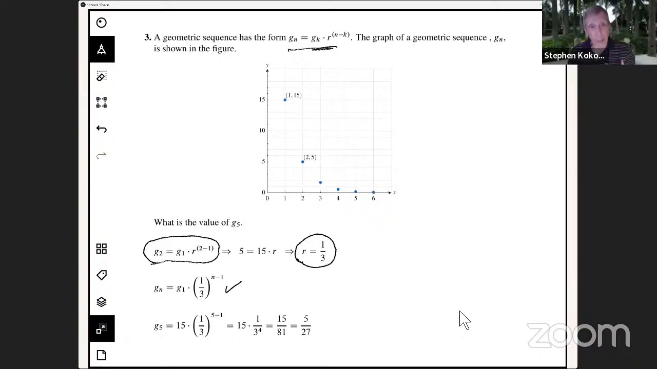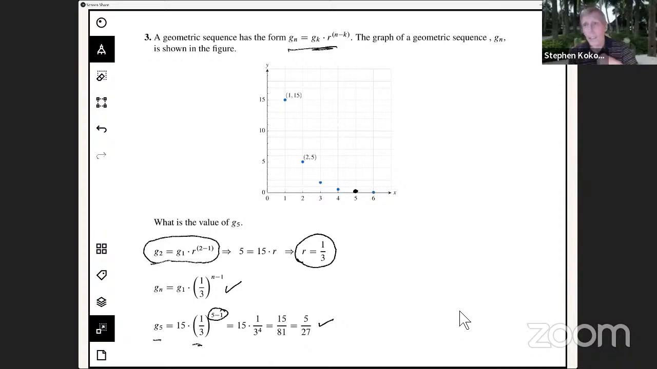Now that I have that general form, I can find G sub 5, which is equal to 15 times 1/3 to the n minus 1, where n is 5, so 5 minus 1. When I did all of that simplification, I got 5 divided by 27. It's kind of hard to see on the graph that that's true, but here's the coordinate that corresponds to that, and it's pretty close to 0. The sequence is indeed decreasing here, so I feel pretty confident that I've got the right answer.